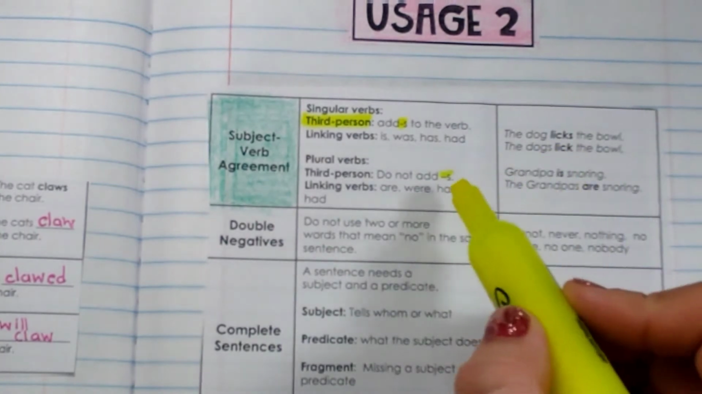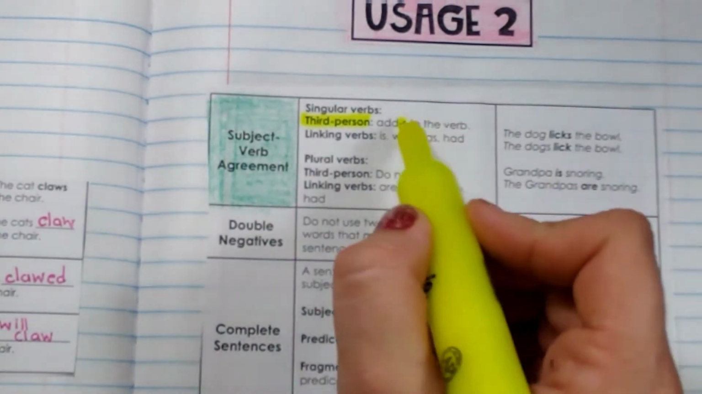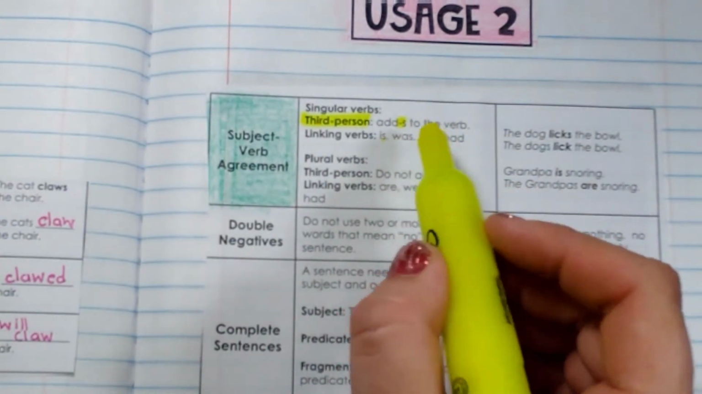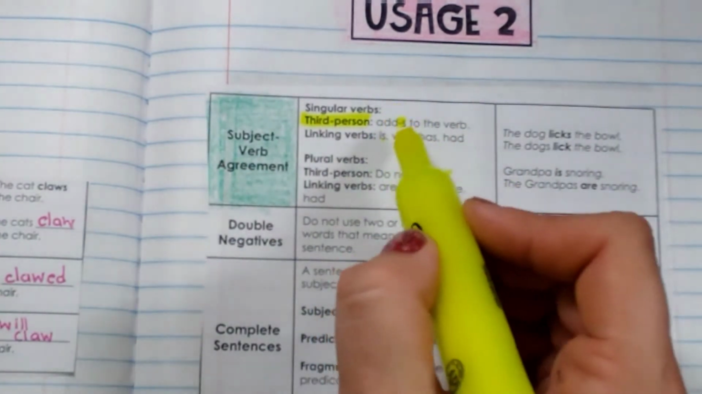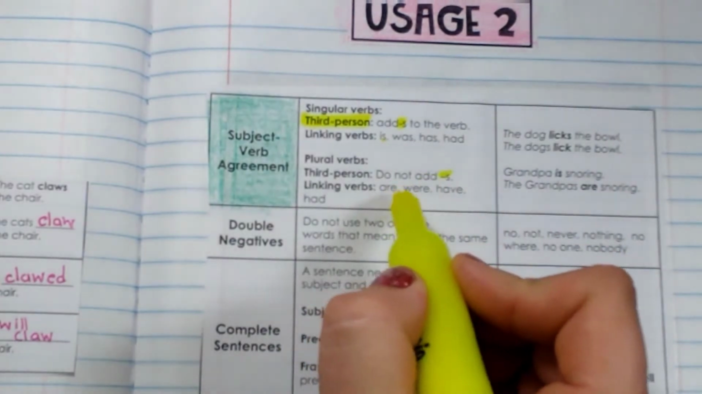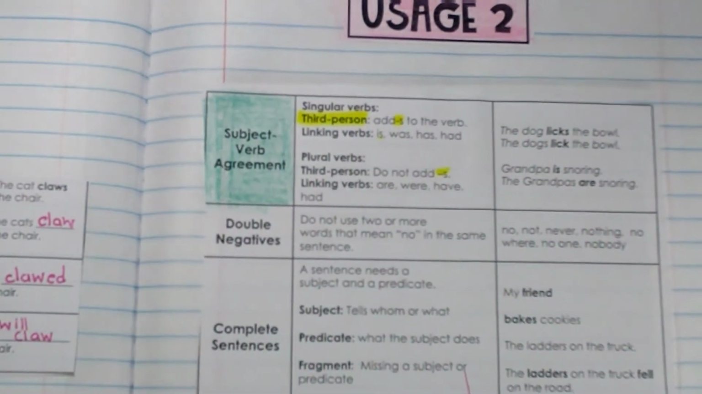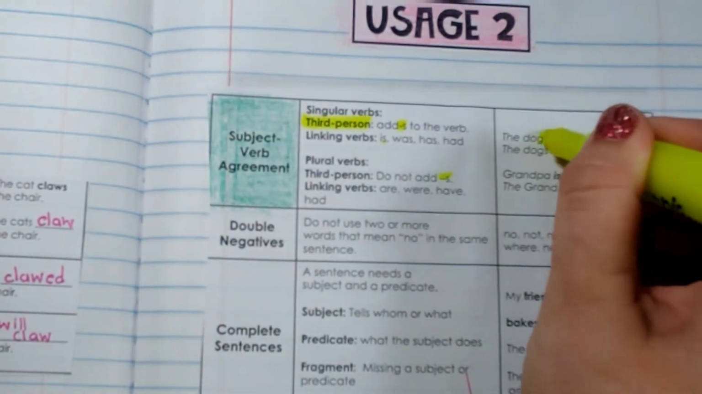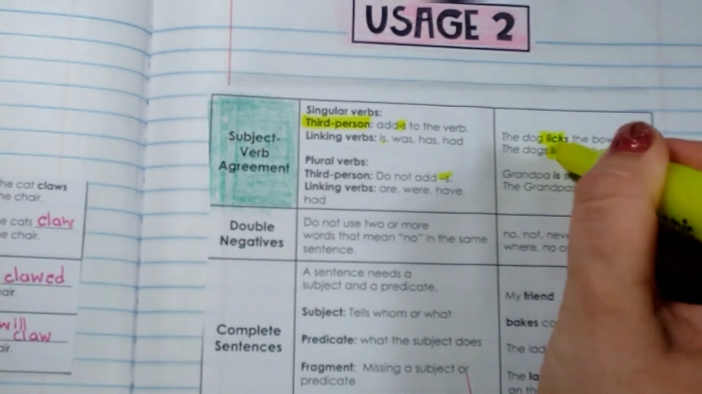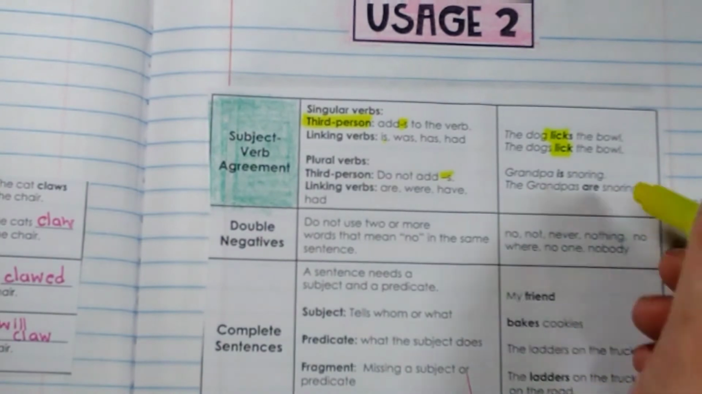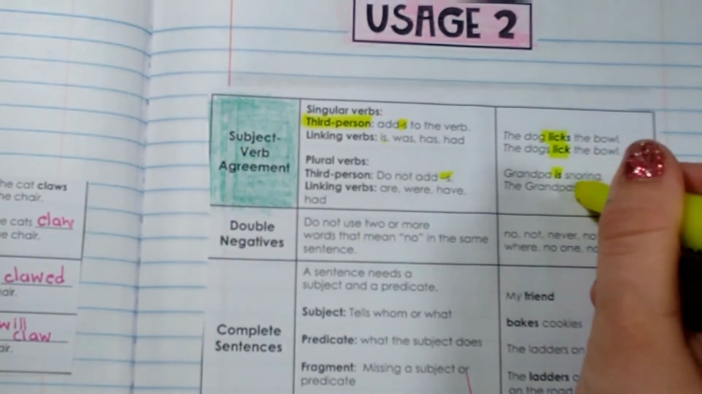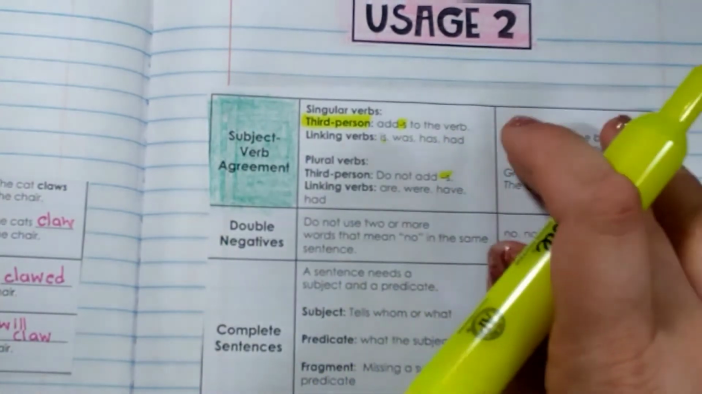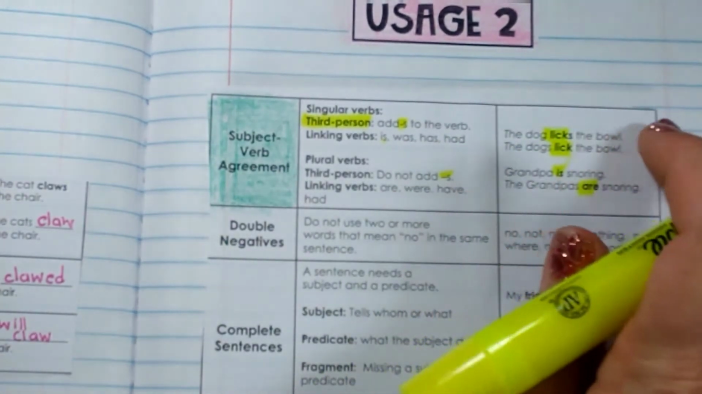In other words, I don't say I are. I don't say I is, I say I am. If I say he is, she is. If I say they, it would be are. They are. Okay, such as the dog licks the bowl or the dogs lick the bowl. Grandpa is snoring, the grandpas are snoring. So that's what we're talking about with subject agreement. It makes sense. I don't say the dogs licks the bowl.